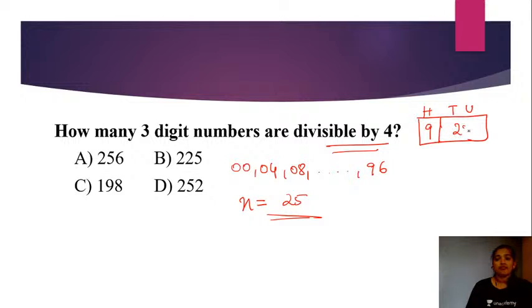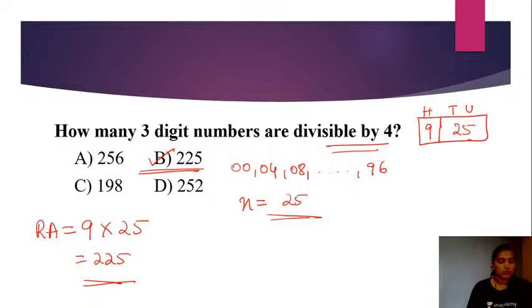So we have 25 different possibilities to fill in the place for tens and units such that the number would be divisible by 5. So the required answer here in this case will be 9 into 25, and this is going to be equal to 225. So the right answer for this question is the option B, students. Yes, I hope you guys are following the solution here.